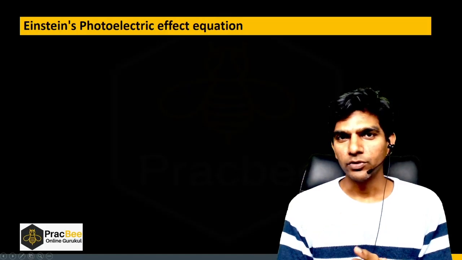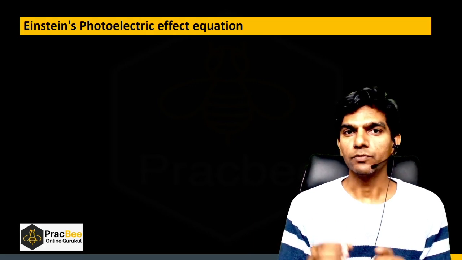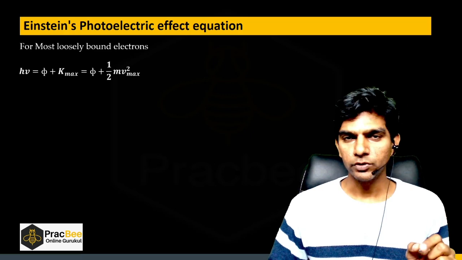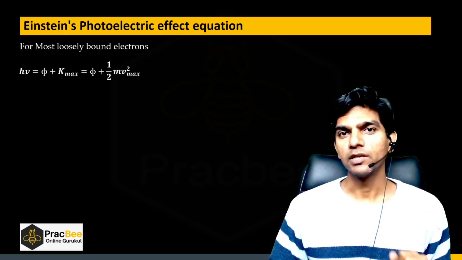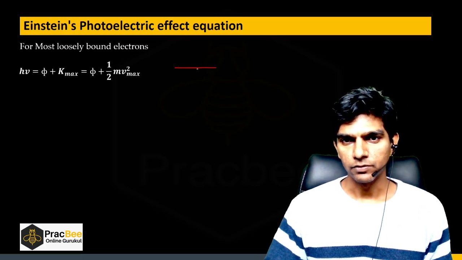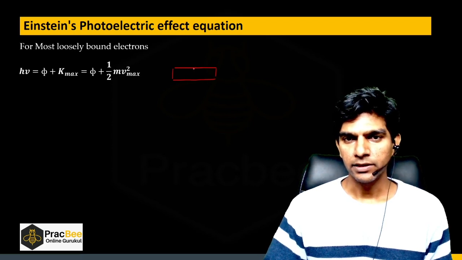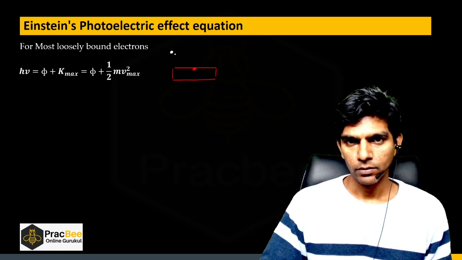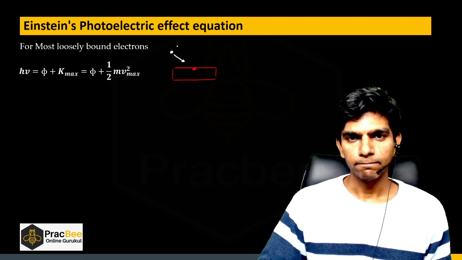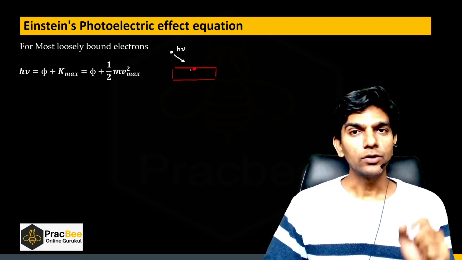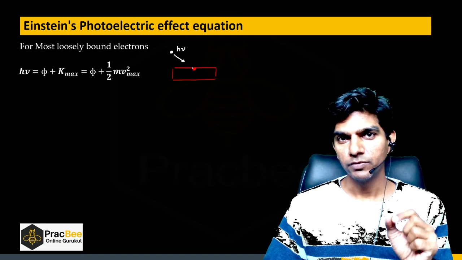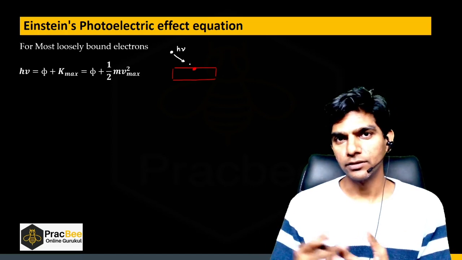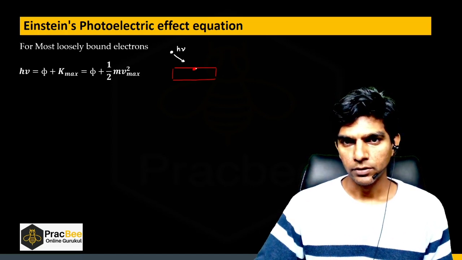If you are clear about the working of the photoelectric effect, now let us see a very important equation, which is Einstein's photoelectric equation. According to this equation, which is valid for the most loosely bound electron, suppose we have a metal surface, and let us say this is the most loosely bound electron. If we incident a photon of energy h nu, a part of the energy will overcome the work function, and the remaining energy will increase the kinetic energy of the loosely bound electron. So it will come out.